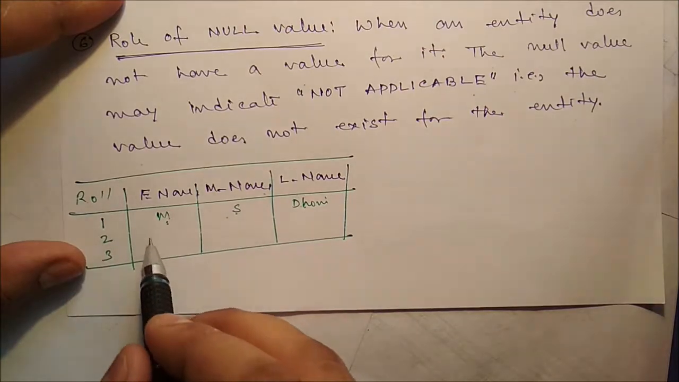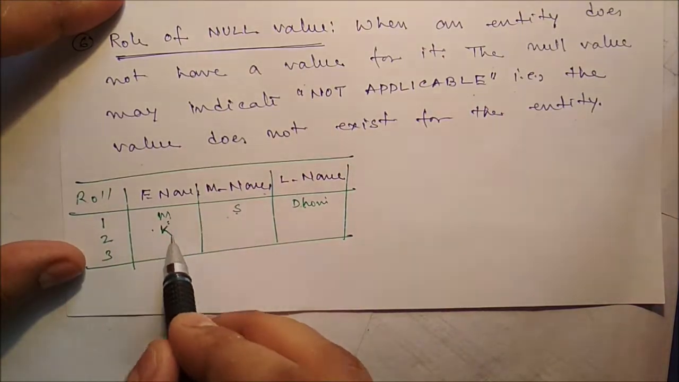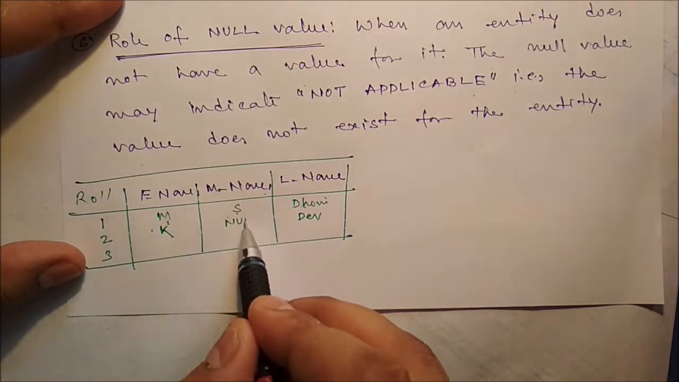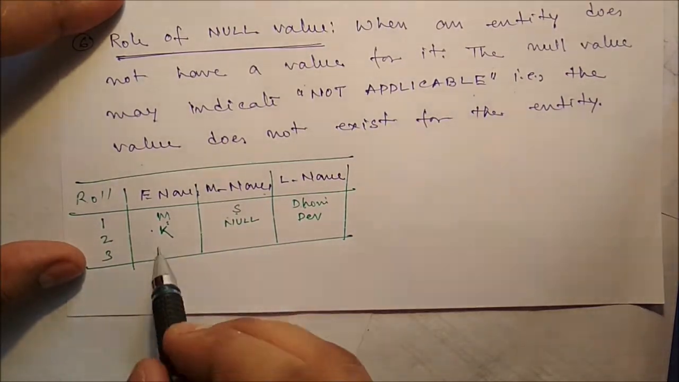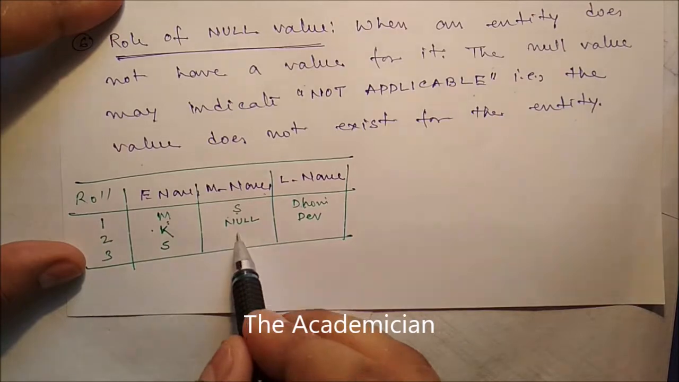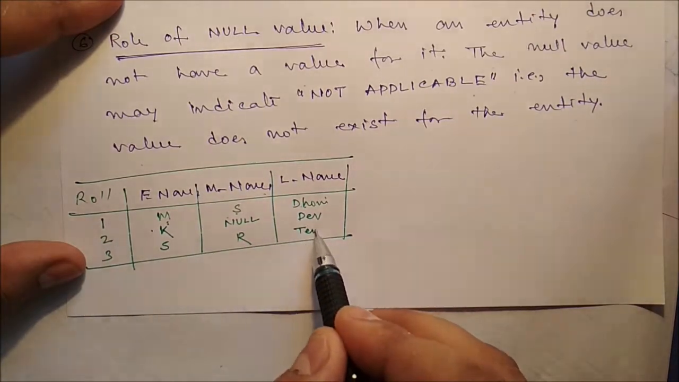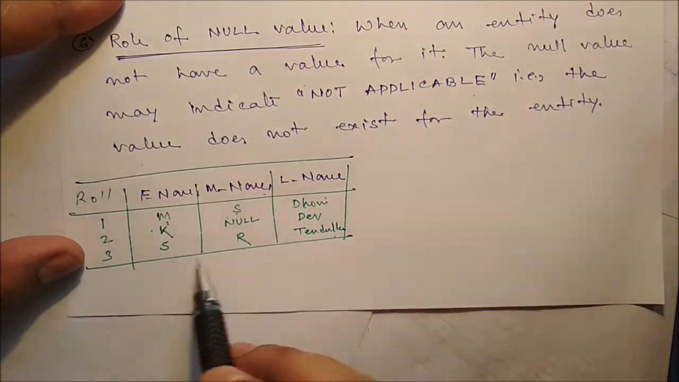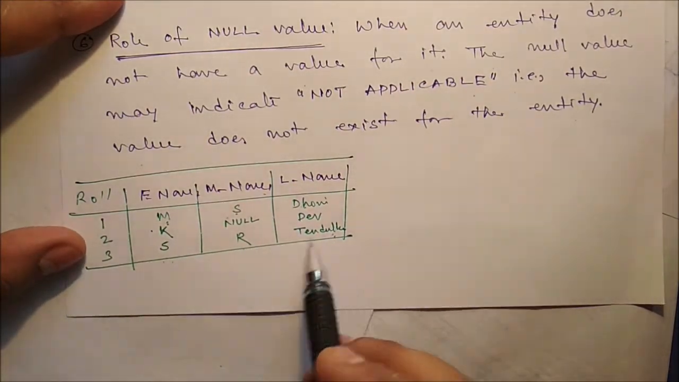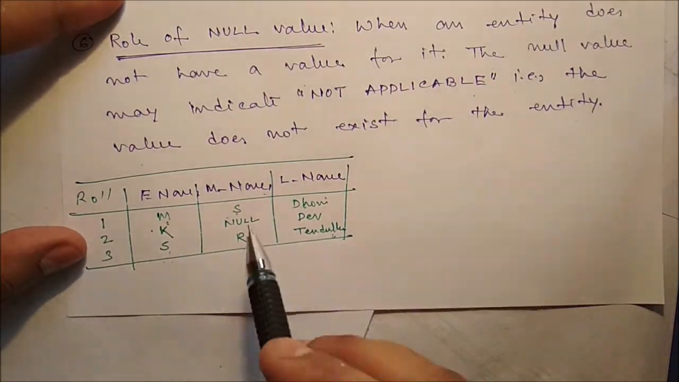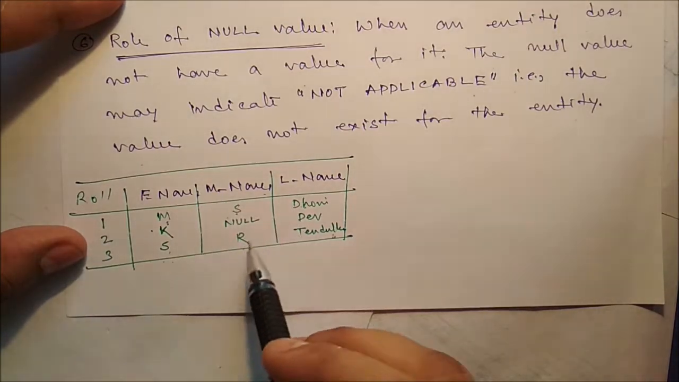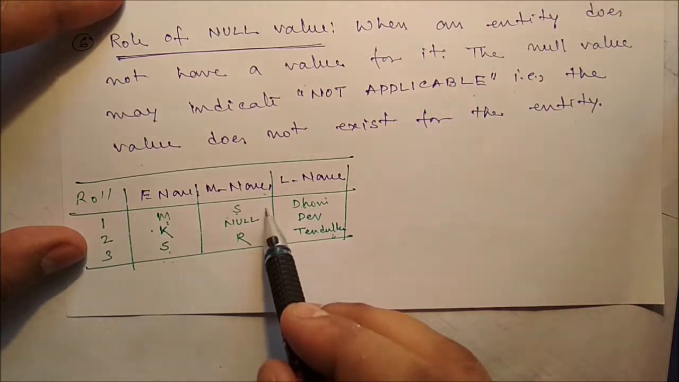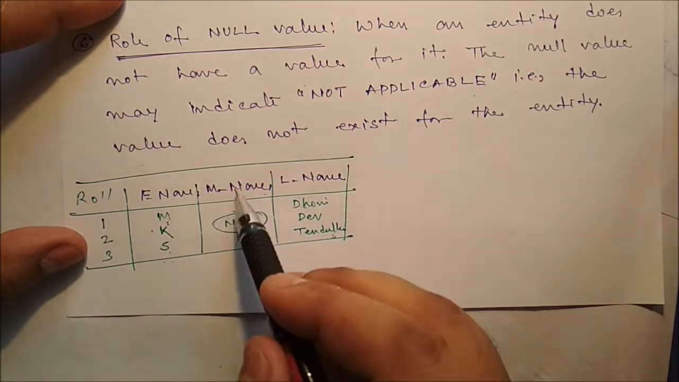But if it is, say, Kapil Dev, no middle name is there. Here we have to put null. Similarly, Sachin Ramesh Tendulkar. All the parts are there. So if the data is not there, if it is not applicable or the data is missing, in such a case we may use the null value inside a particular attribute.